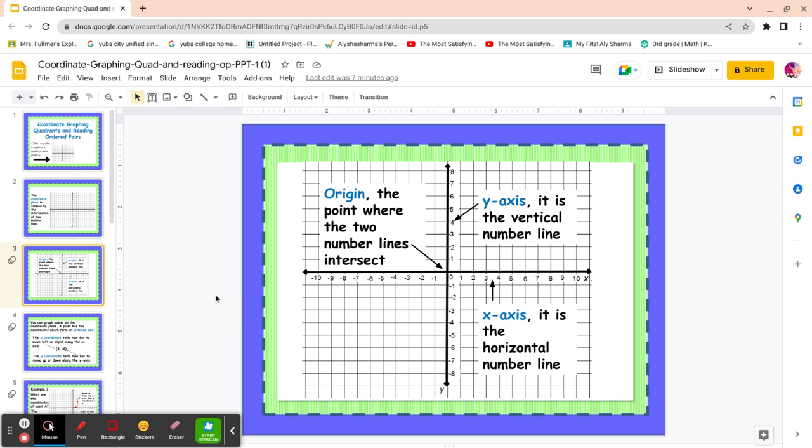Okay, so these are the areas. The origin is the point where two number lines intersect. This middle point right here is the origin. The y-axis is the vertical number line. This tall part is the y-axis, and the x-axis is the horizontal number line, like from here, this -10 to this 10. Okay, so basically that's just a few more rules, I guess.